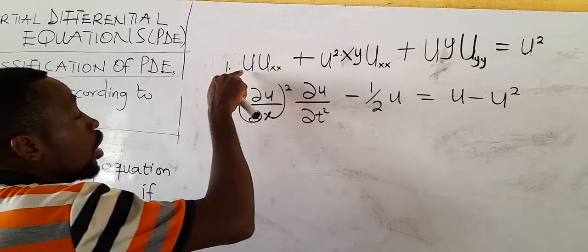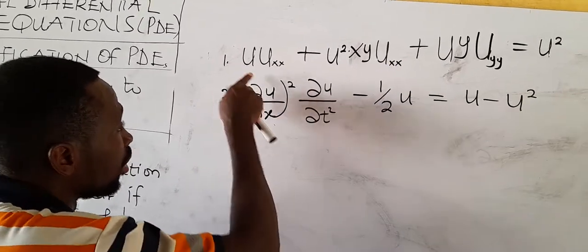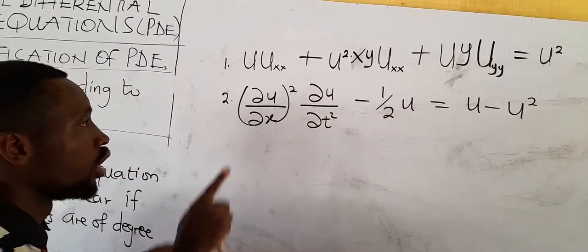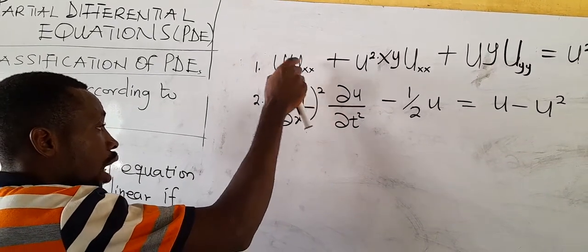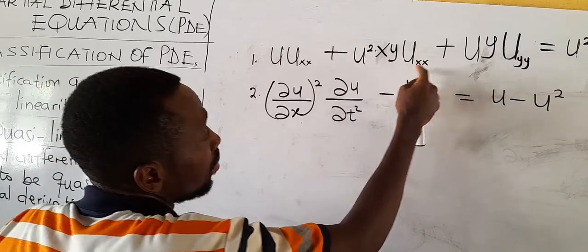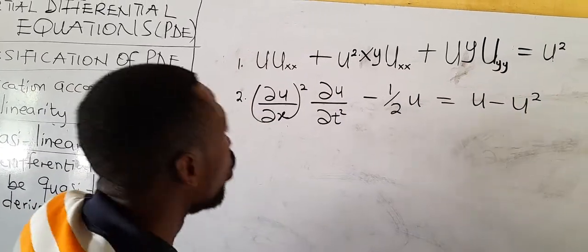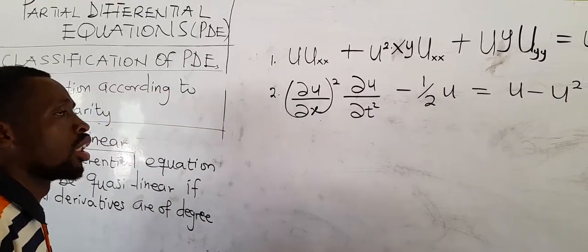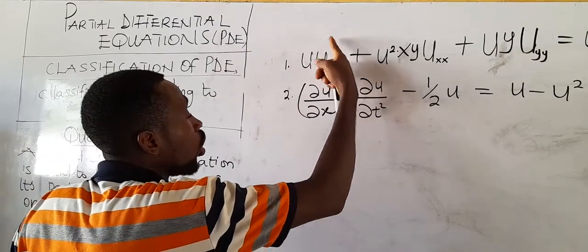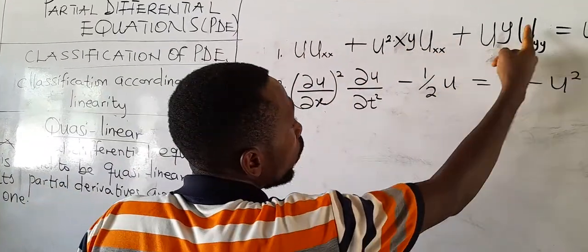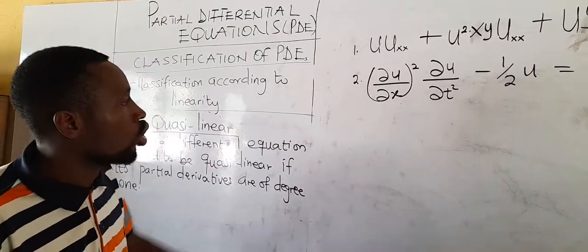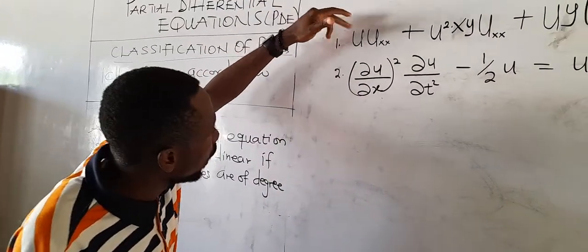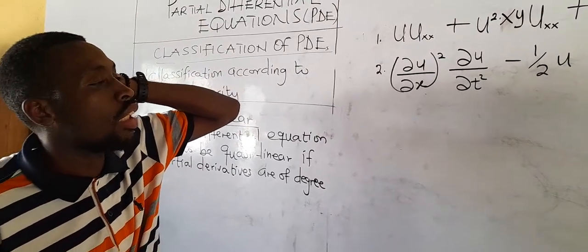Look at it. Semi-linearity. One of the conditions is that there must not be a product between a dependent variable and a partial derivative. And it is occurring throughout. So it is not semi-linear. But it is quasi-linear. Because look at the partial derivatives. All the partial derivatives are of degree one. So it is quasi-linear. So it is not linear. It is not semi-linear. But it is quasi-linear.